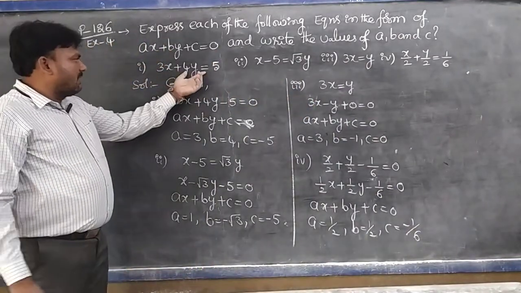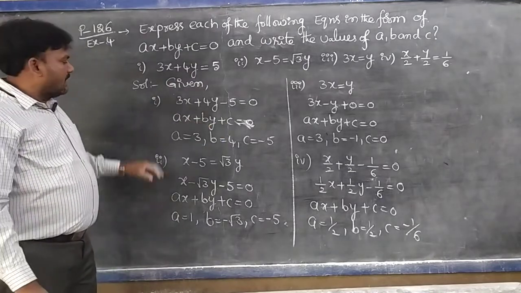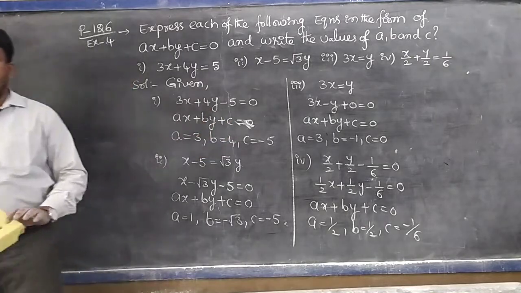This is the approach to the solution. First, whatever the given equation may be, convert it into ax plus by plus c equal to 0 form. Then find the a value, b value, c value. You can get the result, students.